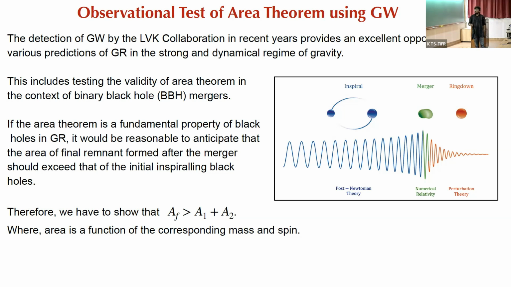So if the area theorem is a fundamental property of black holes in GR, it would be reasonable to anticipate that the area of the final remnant formed after the merger should exceed the sum of the initial inspiraling black holes. So that will be the whole idea here. We will be finding the ring-down parameters, the final mass and final spin, from the ring-down phase of the signal, and the initial parameters, that is M1, M2, A1, A2, from the in-spiral part of the waveform independently. Then we will compute the final area and initial area, and we will see whether area increases in such a binary black hole merger process.